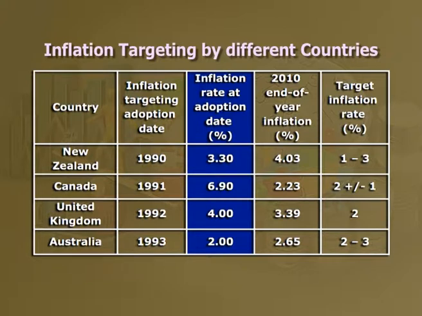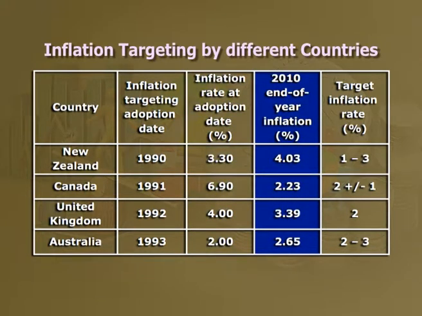That would be for New Zealand in 1990, it is 3.30. For Canada in 1991, it is 6.90. For United Kingdom in 1992, it is 4.00. For Australia in 1993, it is 2.00.